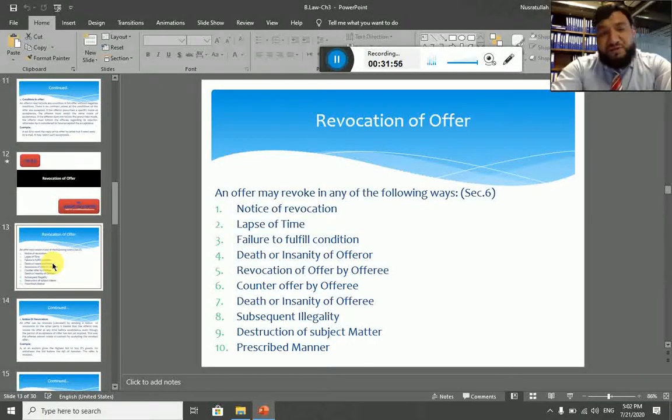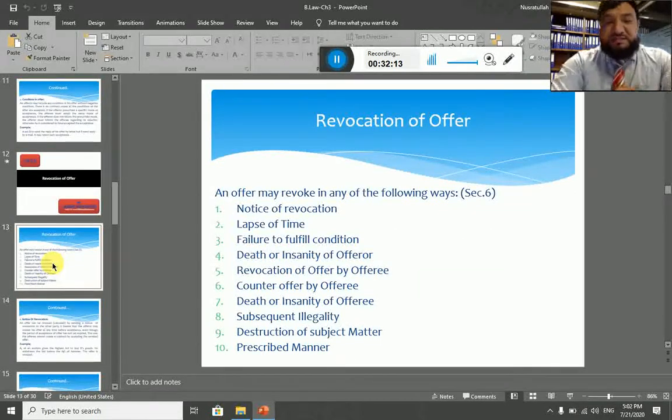Similarly, number 7 is death or insanity of offeree. When the offeree, the person to whom the offer is made, dies or becomes insane, the offer automatically revokes and nobody else can accept the offer instead of him.